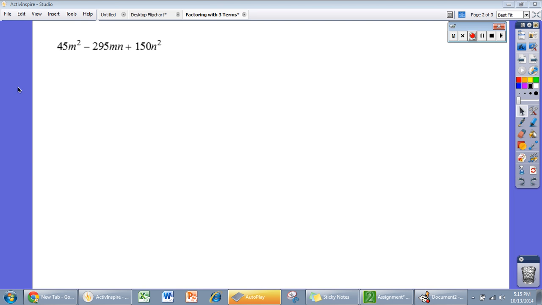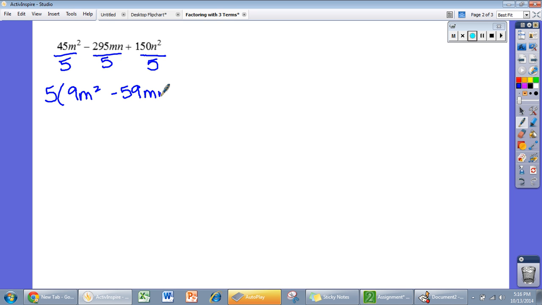Here we have our second problem, and we're taking a look at all terms and deciding what we can factor each by. Each of them can be divided by 5. M does not appear in all three terms, and neither does N, so we can only start by factoring out the 5. When I divide, I have 9m squared minus 59mn plus 30n squared.